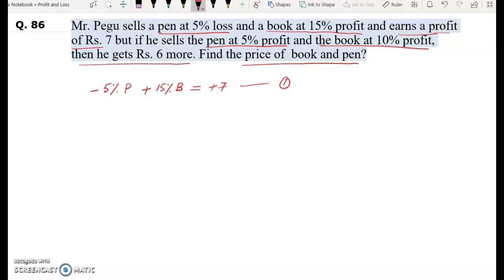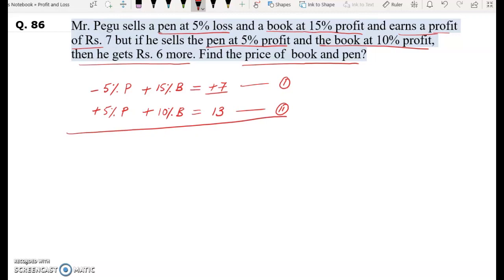And in the second condition, it says he sells the pen at 5% profit. Profit means plus 5% profit on pen, and the book at 10% profit. So this is also profit, 10% profit on book. Then he gets rupees 6 more. Now earlier he was getting rupees 7 as profit. Now he is getting rupees 6 more. So 6 more means 7 plus 6, which is 13 rupees. This is our equation number 2.